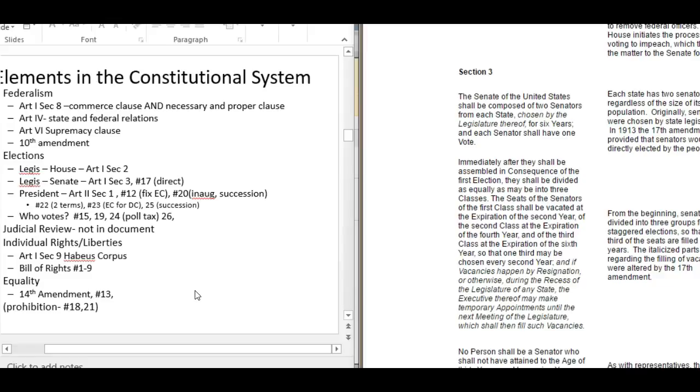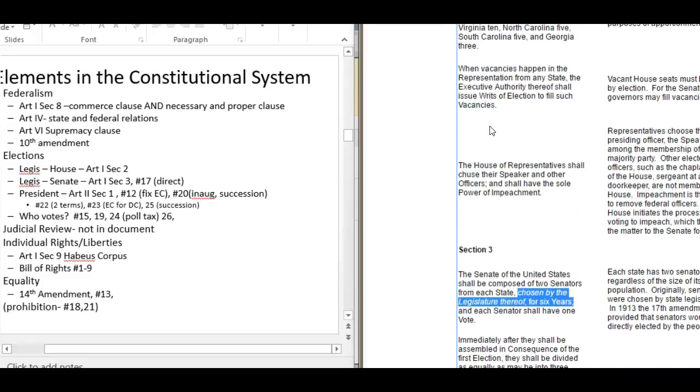Of course, we've already mentioned in class there are three elected offices in the Constitution: the House, the Senate, and the President. And you can see the description of the terms of office and how they're elected in each of the sections. Here's the Senate. Senate composed of 2 senators from each state, chosen by the legislature thereof for 6 years. Now you can see that this is italicized. It means it's been changed. It was changed by the 17th Amendment, which provided that senators would be chosen by direct election of the people, not through an intervening legislature, just like the House is selected.